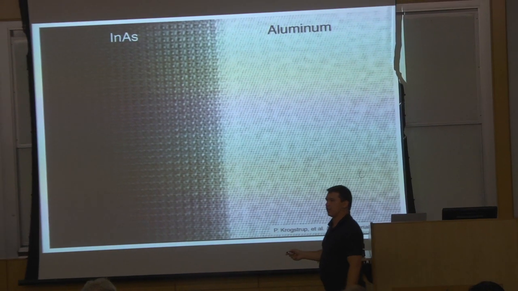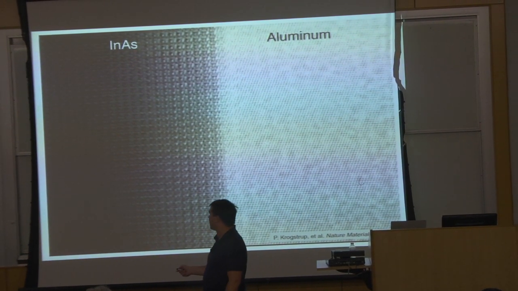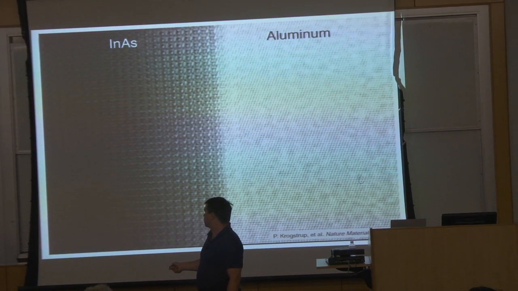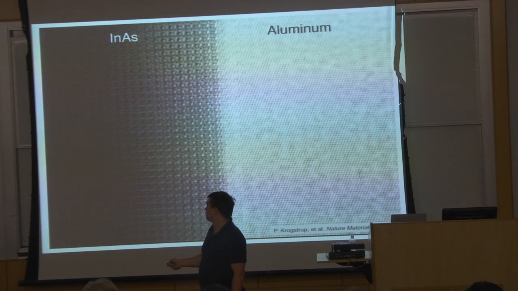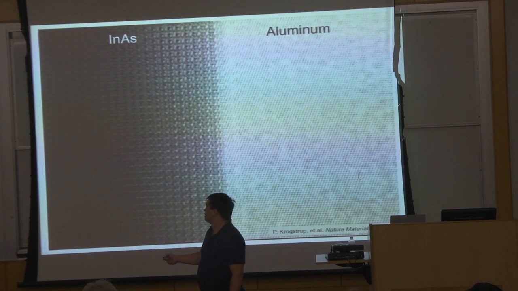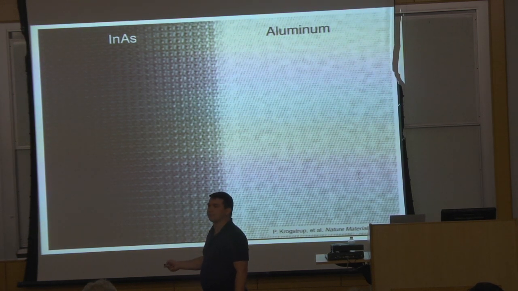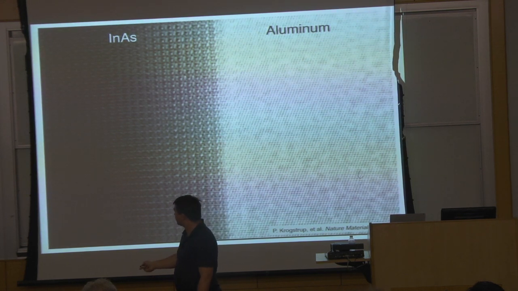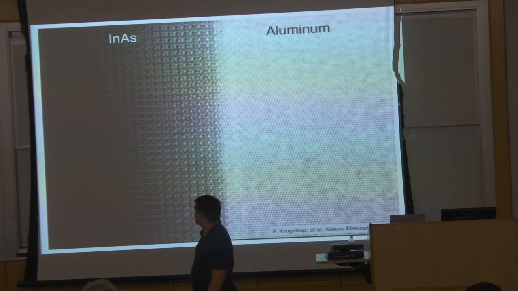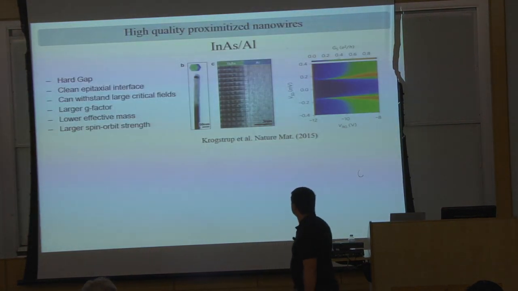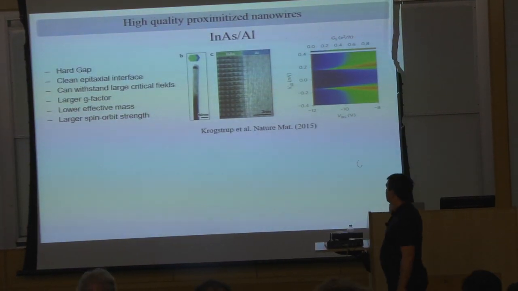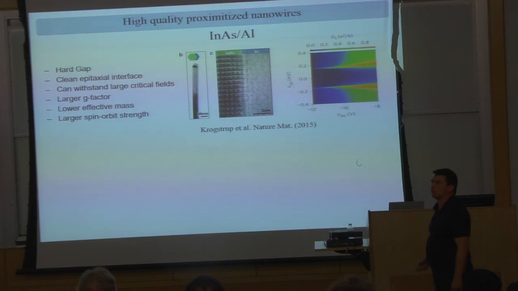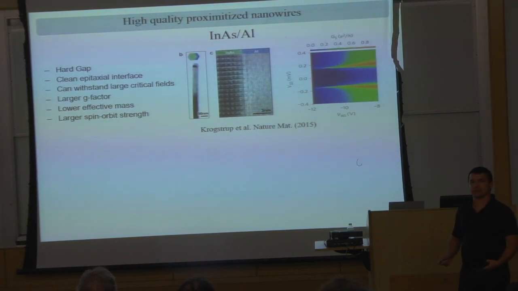So here is a structure that was grown by MBE by Peter Krogstrup from Copenhagen, where he took these indium arsenide wires and he deposited aluminum on them in the MBE. So this epitaxial deposition yields a very nice and very clean interface. And one can immediately see that after this material science breakthrough, we have very different signatures in transport.